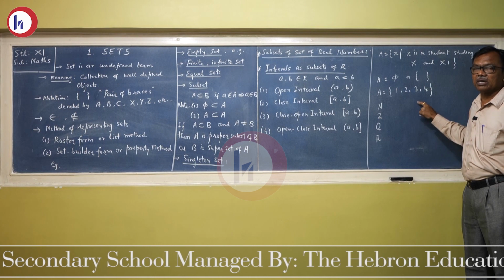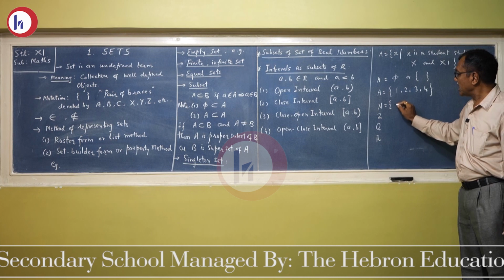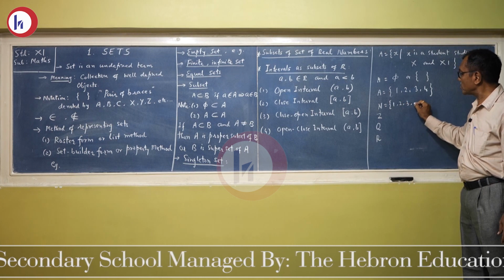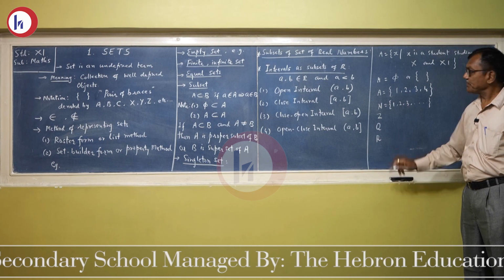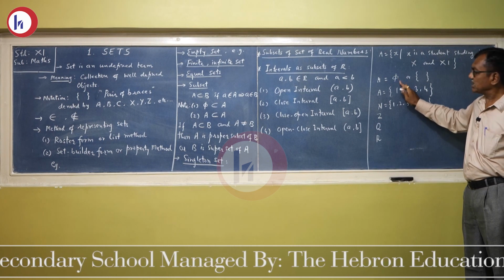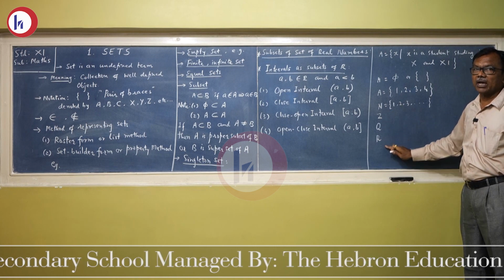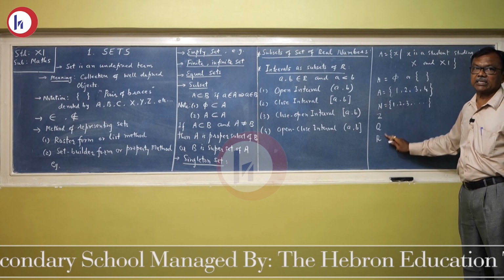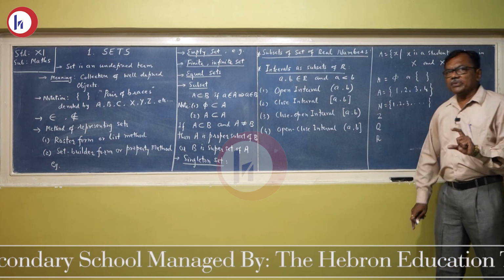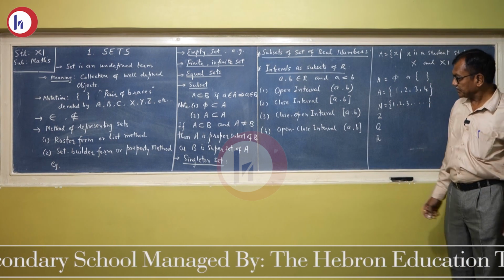Because how many elements are there? That is not known to us, and therefore all these sets are infinite sets. These sets are finite sets, but N, Z, Q, R are all known as infinite sets. It means that a set which is not a finite set is known as an infinite set.